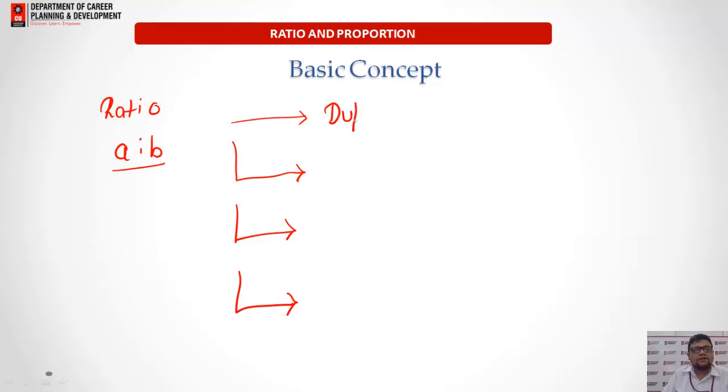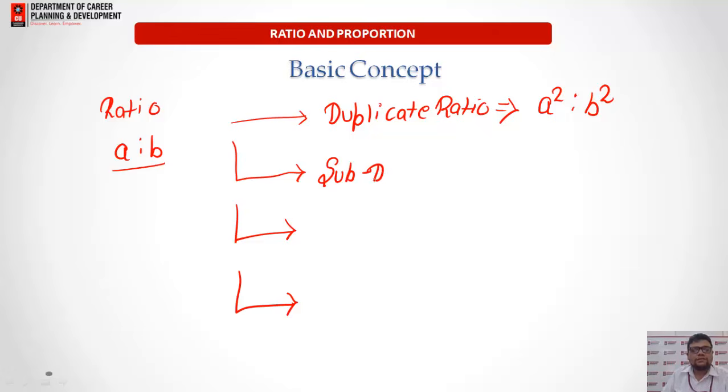First is, what will be the duplicate ratio? Firstly we have to find what will be the duplicate ratio of A is to B. So the duplicate ratio will be known as A square is to B square. Square of the individual number in a ratio is called the duplicate ratio. Similarly, what will be the subduplicate ratio? Subduplicate ratio will be under root of A is to under root of B, or we can say square root of A is to square root of B.